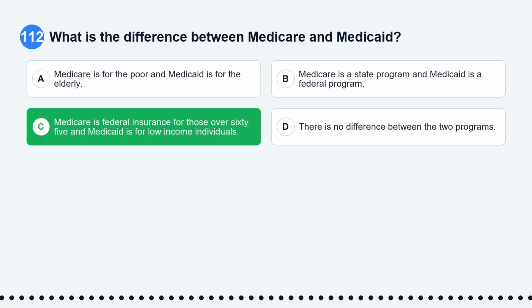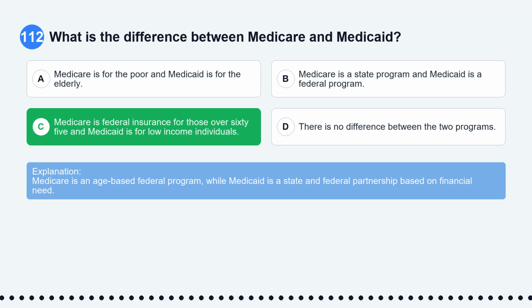The correct answer is option C. Medicare is federal insurance for those over 65 and Medicaid is for low-income individuals. Medicare is an age-based federal program, while Medicaid is a state and federal partnership based on financial need.